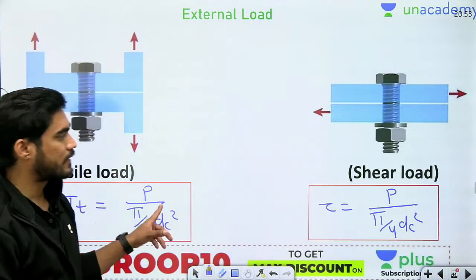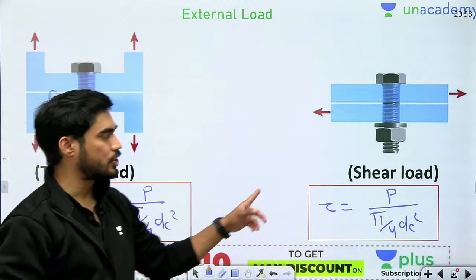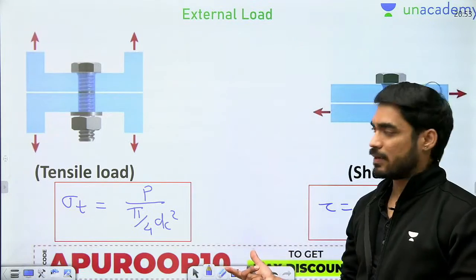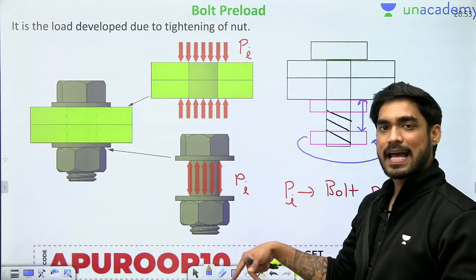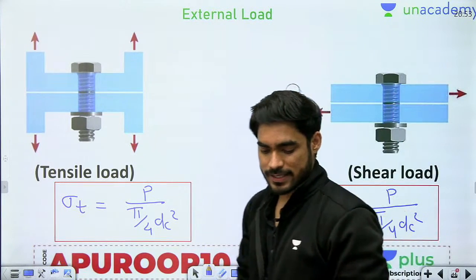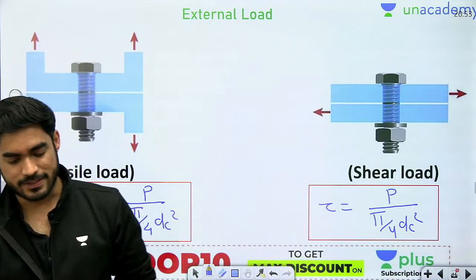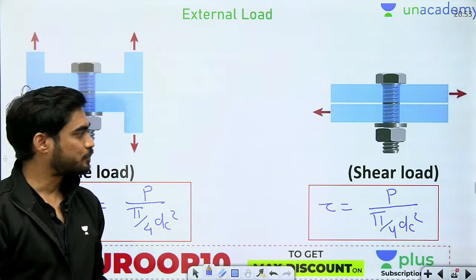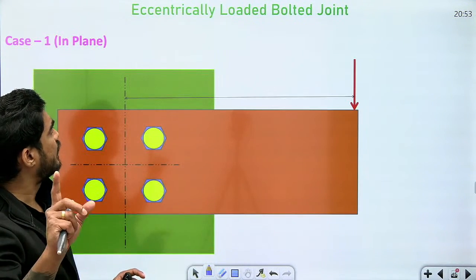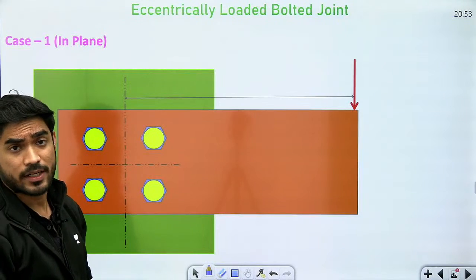So beta, this is tensile loading, this is shear loading. Okay, so beta these two types of external load can be there. Okay, so bolt preload से stress आएगा, external load से भी stress आएगा. चलो, so beta is this clear? Is this clear? Now beta, eccentrically loaded bolted joint.